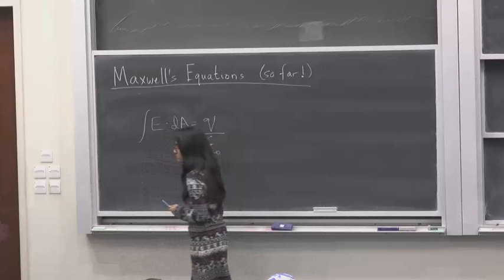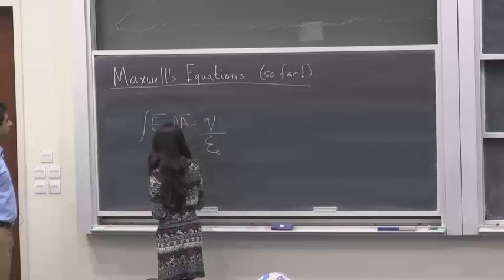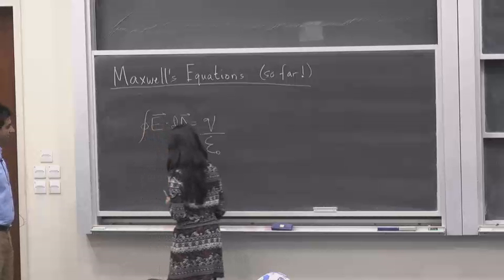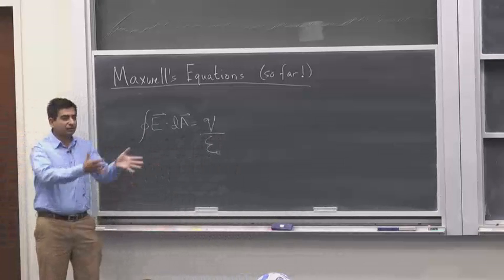What about the vector signs? What does this dot represent? Alright, and what kind of area is this? This is a closed area. So this is one of the four Maxwell's equations. It's called Gauss's law.